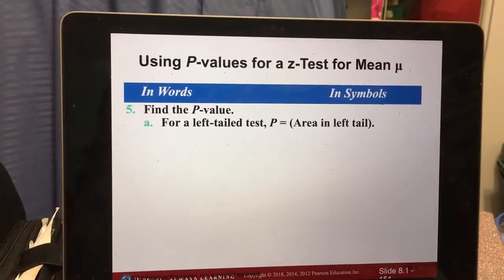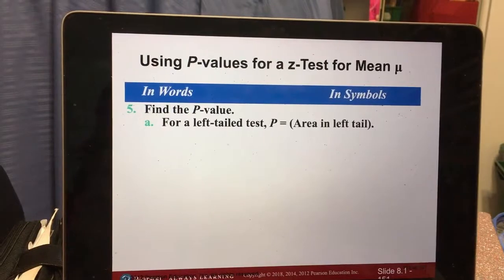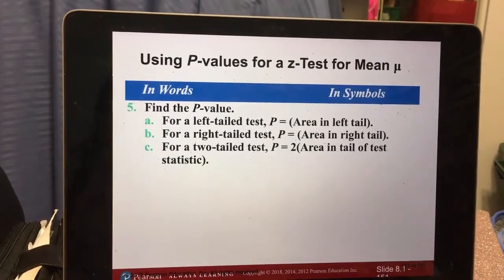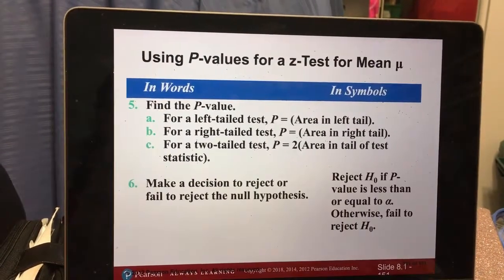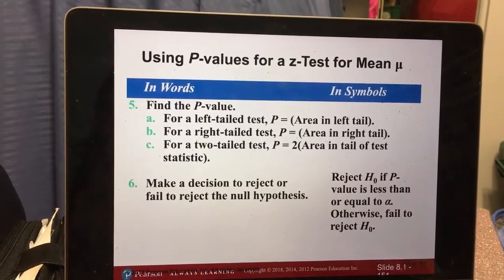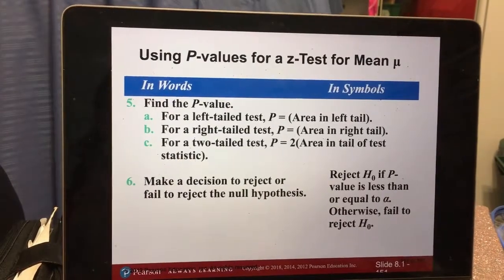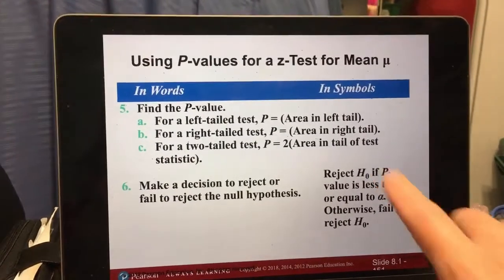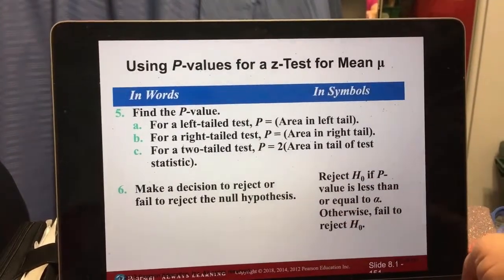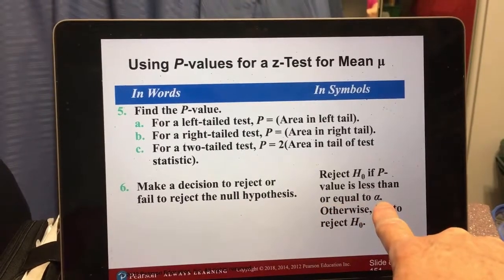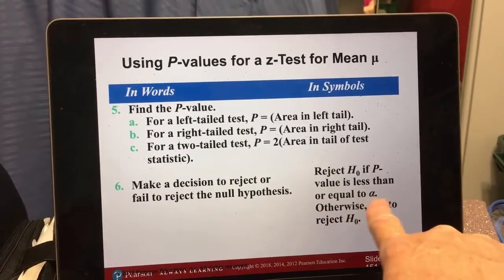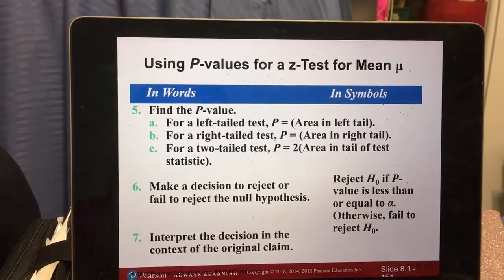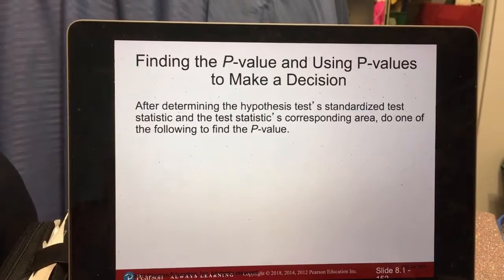Okay. And then find the p-value for the left-tailed test, for a right-tailed test, and for a two-tailed test. And then we can also use critical values if we want to. This one is specifically for p-values though. And we're going to make a decision. We're going to reject H sub O if the p-value is less than or equal to alpha, because then it's in the tail. Otherwise, we're going to fail to reject. And then we're going to interpret this decision appropriately.